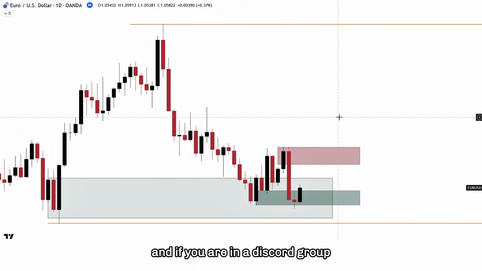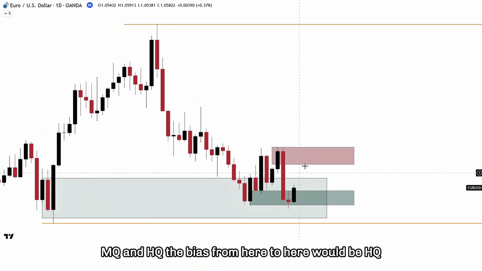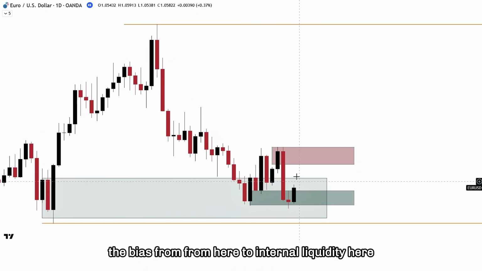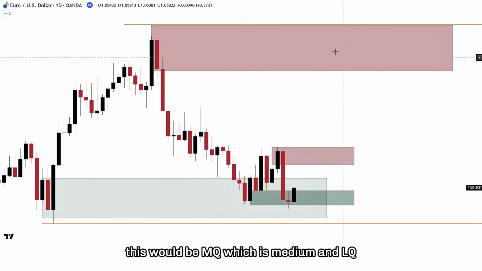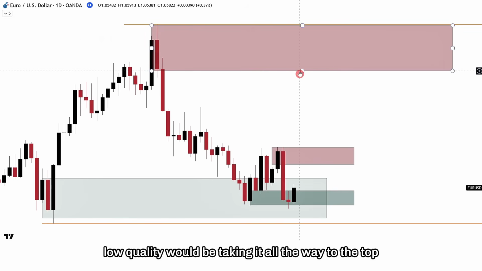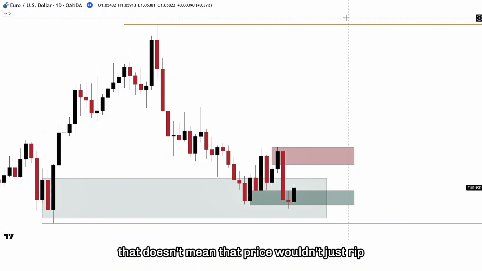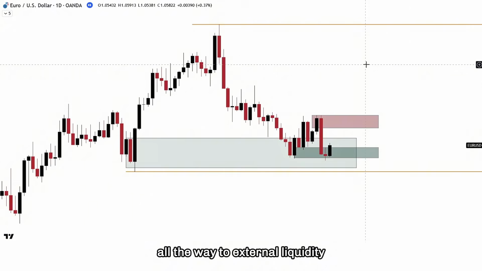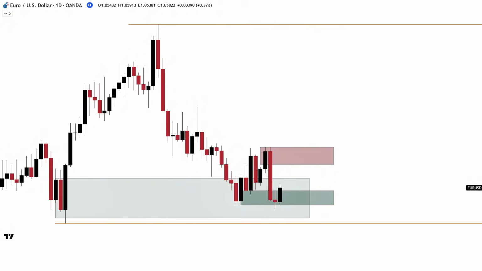And if you are in a Discord group, you do know that all the students grade their trades based on LQ, MQ, and HQ. The bias from here to here would be HQ. The bias from here to internal liquidity here, the top quarter, this would be MQ, which is medium. And LQ, low quality, would be taking it all the way to the top. So it's just based on probabilities. That doesn't mean that price wouldn't just rip all the way to external liquidity. Doesn't mean it won't get there, but we are basing it off probability.